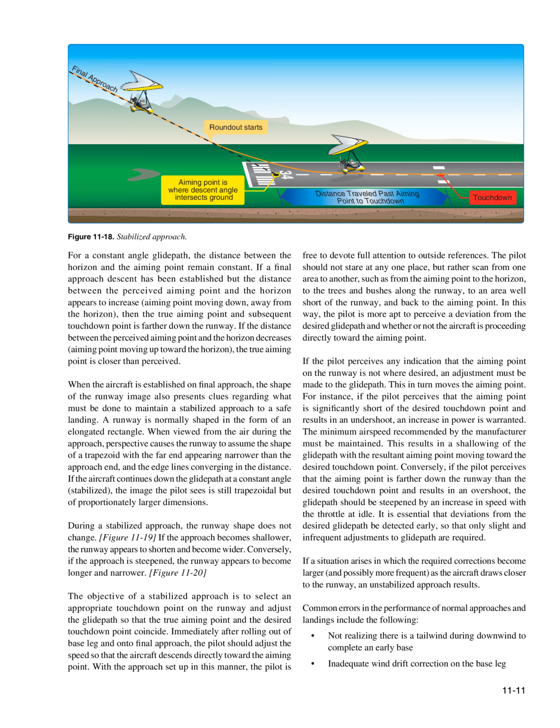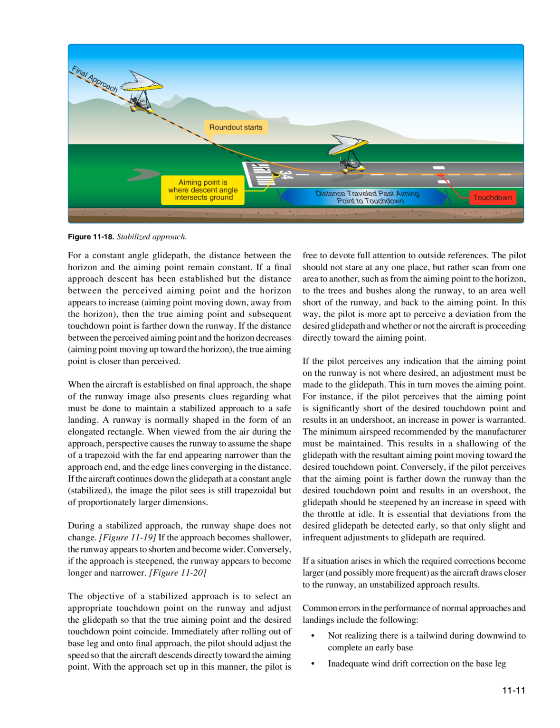With the approach set up in this manner, the pilot is free to devote full attention to outside references. The pilot should not stare at any one place, but rather scan from one area to another, such as from the aiming point to the horizon, to the trees and bushes along the runway, to an area well short of the runway, and back to the aiming point. In this way, the pilot is more apt to perceive a deviation from the desired glide path and whether or not the aircraft is proceeding directly toward the aiming point.